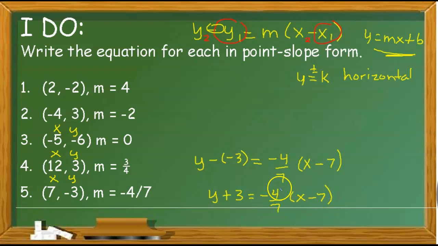Now, this would be another one where I made the numbers easy, so you could really easily multiply that out and solve it. I would probably suggest that, even though I'm not going to do it here for you, that you do go ahead and put that in slope-intercept form.